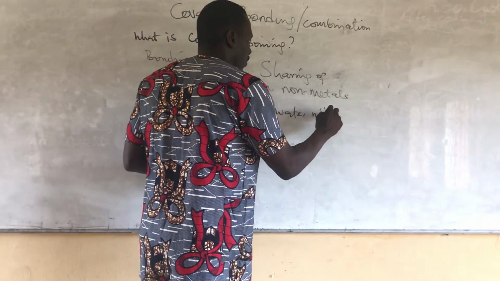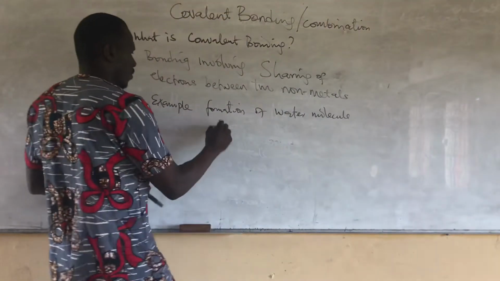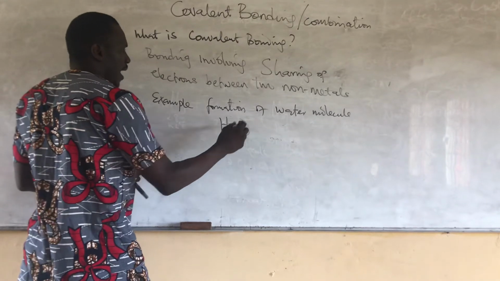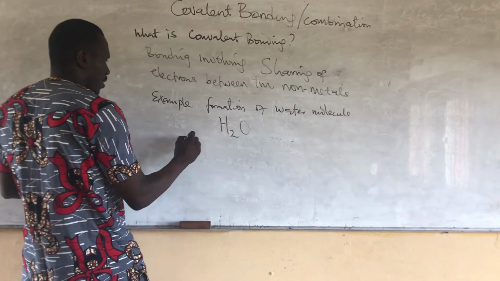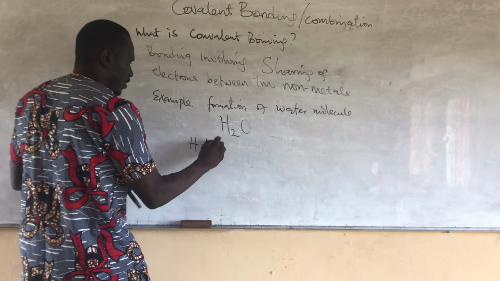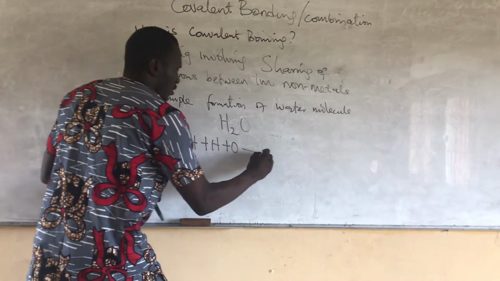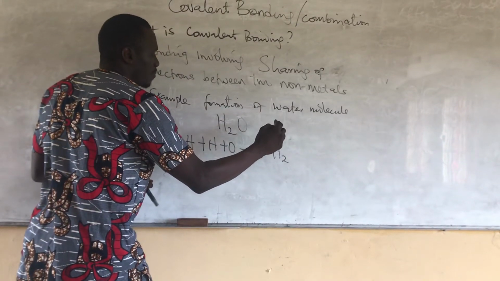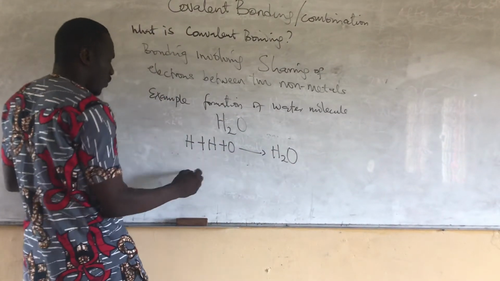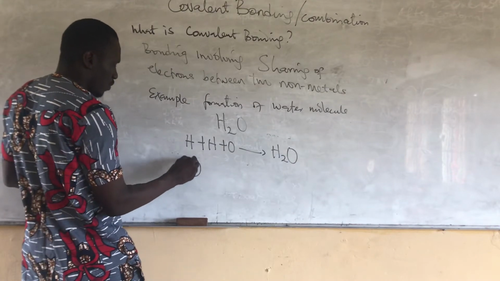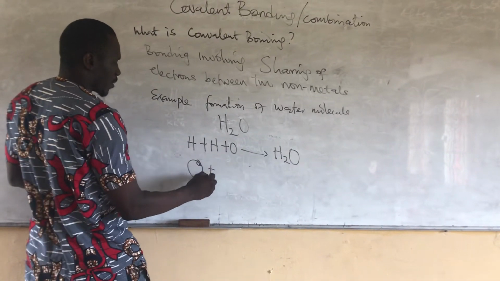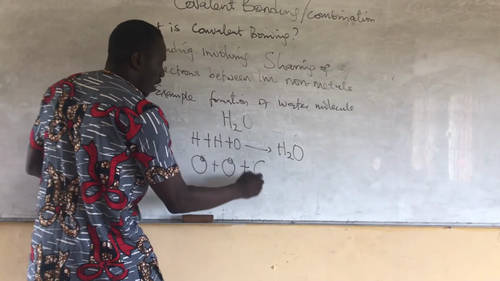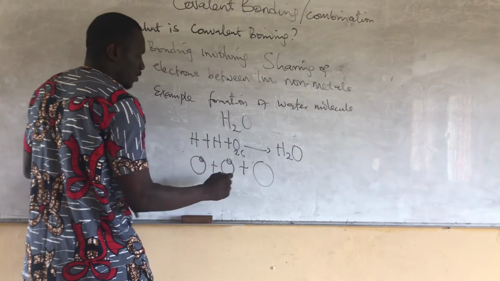Formation of water molecule. Let's see how it goes. Hydrogen atom plus hydrogen atom plus oxygen gives us two atoms of hydrogen, which is the molecule, plus oxygen. What do we have? A hydrogen with one electron at the outermost shell, plus another hydrogen with one electron at the outermost shell, plus an oxygen, 2, 6.